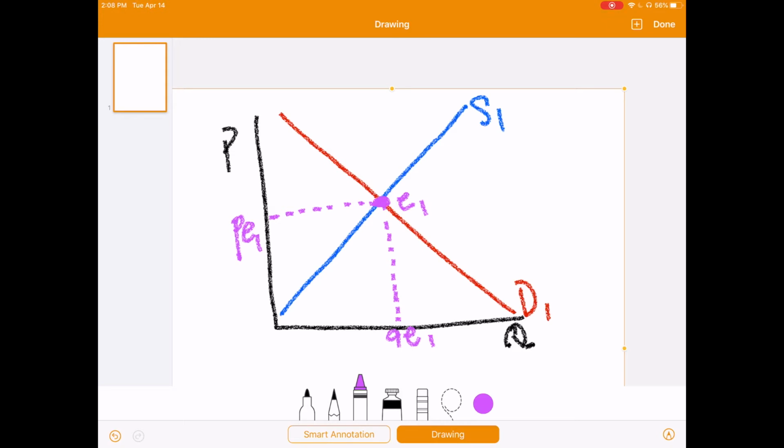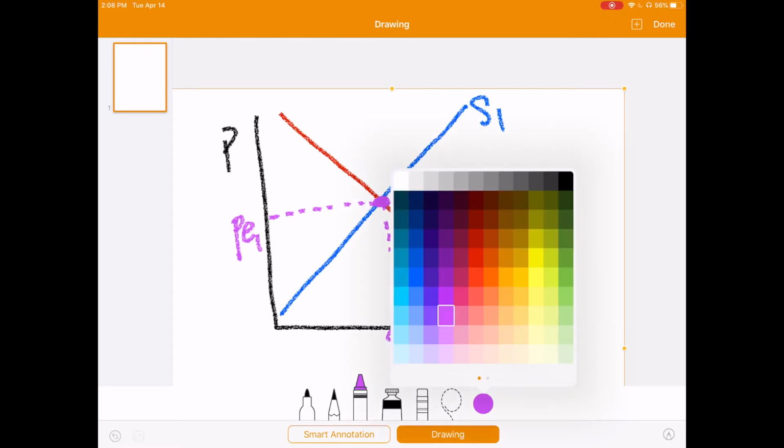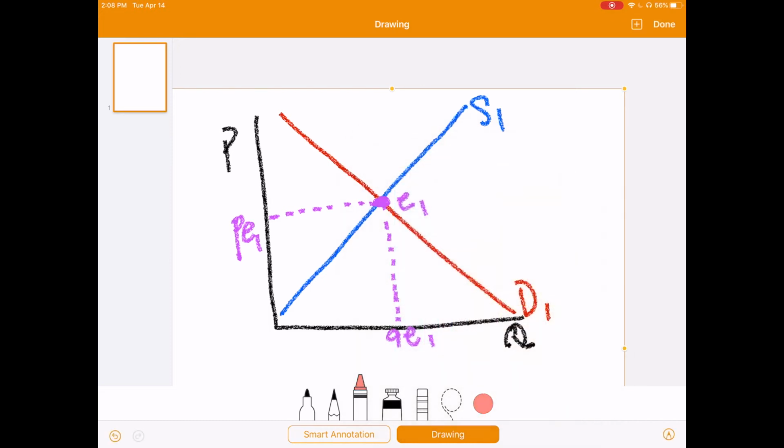Start here. Every time we do a problem from here on out, before you even read the problem or think of the scenarios, start here in equilibrium. So now we have equilibrium, and we are going to increase demand.